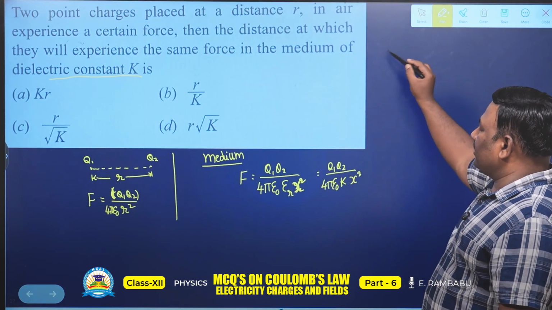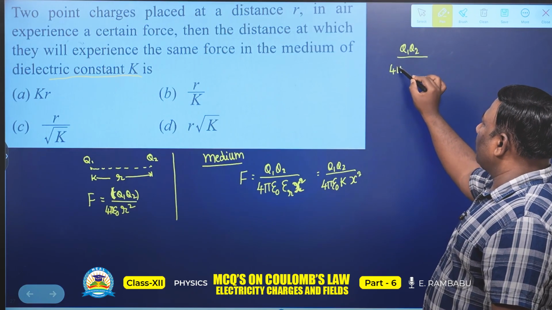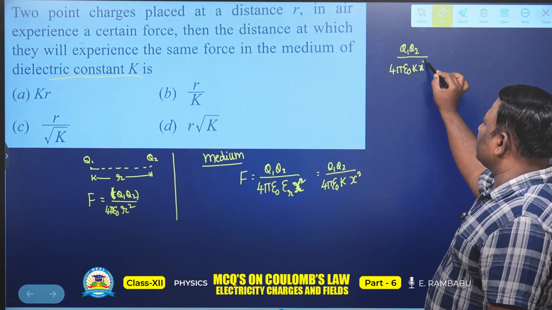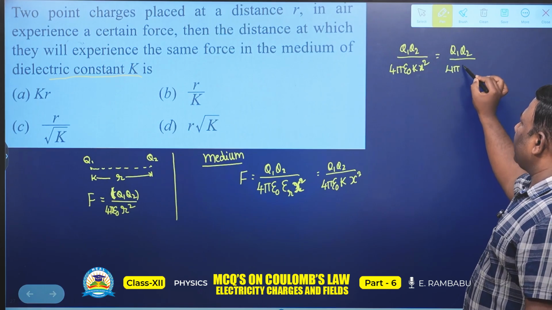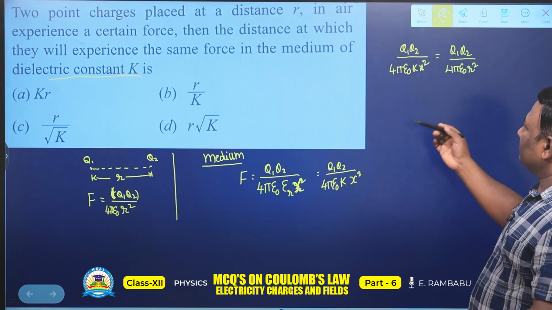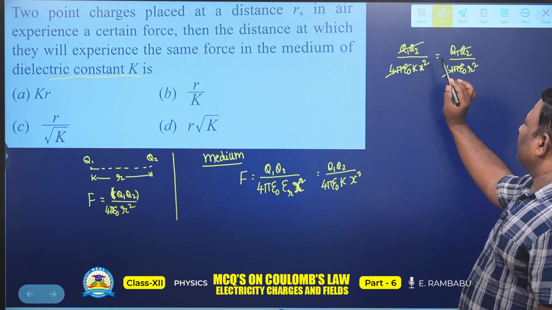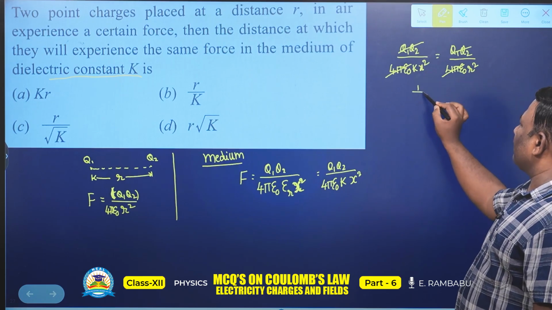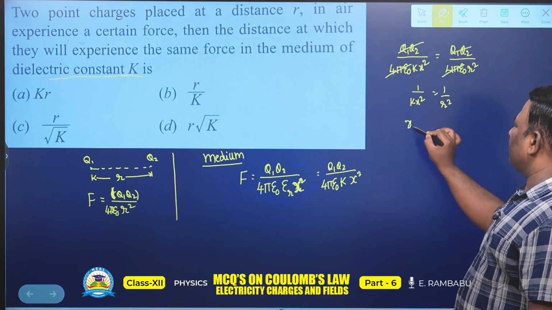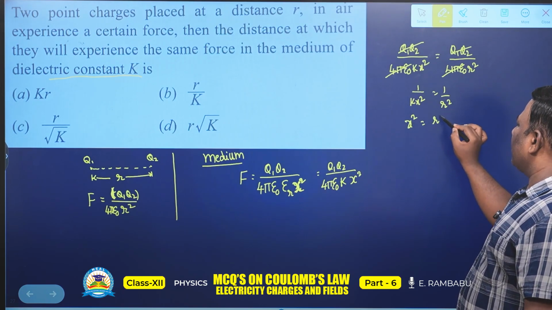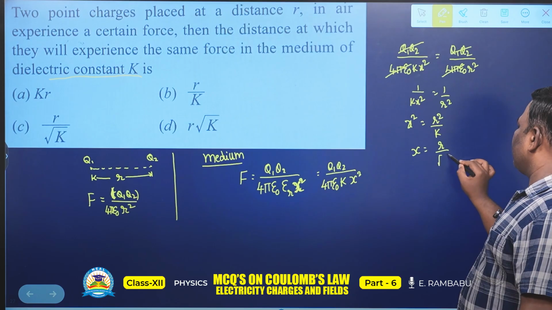Then we are going to equate the two forces: Q1 Q2 by 4 pi epsilon naught into K x square is equal to Q1 Q2 by 4 pi epsilon naught into r square. Simple, on both sides 4 pi epsilon naught cancels, and Q1 and Q2 cancel. Taking x square to this side, 1 by K x square is equal to 1 by r square. Taking the cross product, x square is equal to r square by K. Therefore x is equal to r by root K.